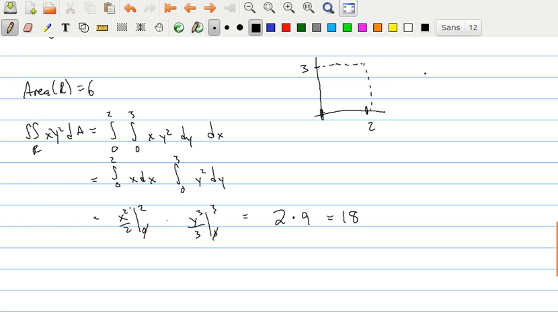So we see that in addition to finding area with a double integral, we can find volume as well as average value. So we'll see more applications in subsequent videos.